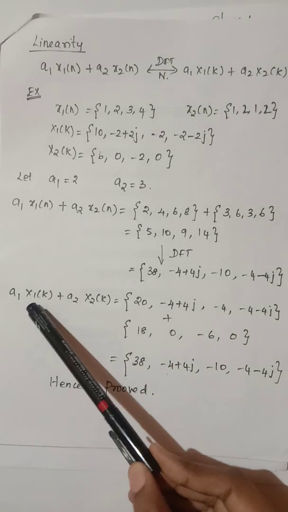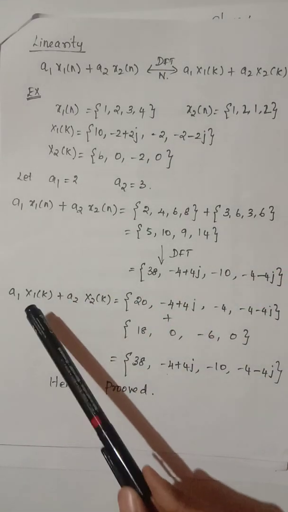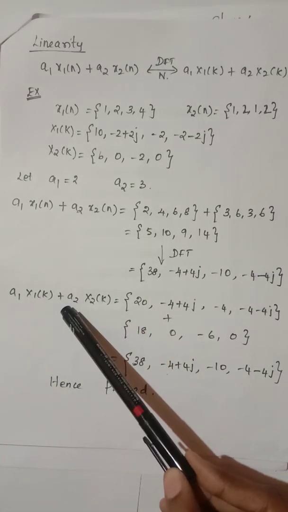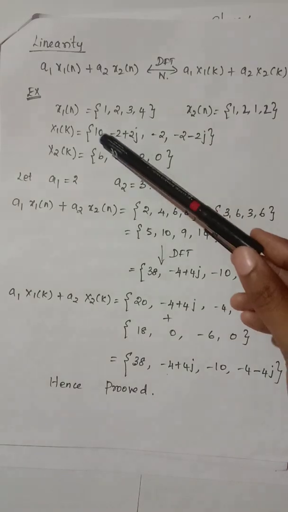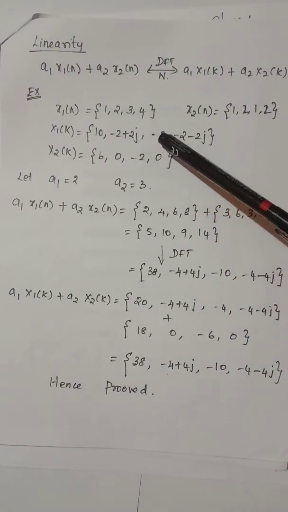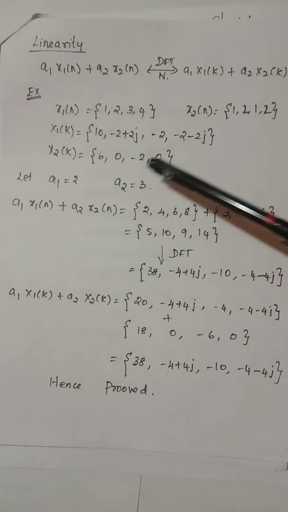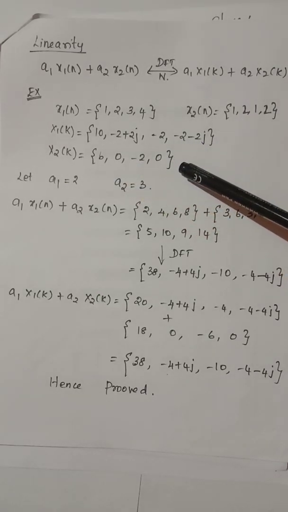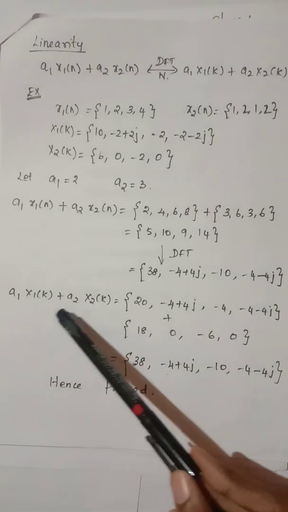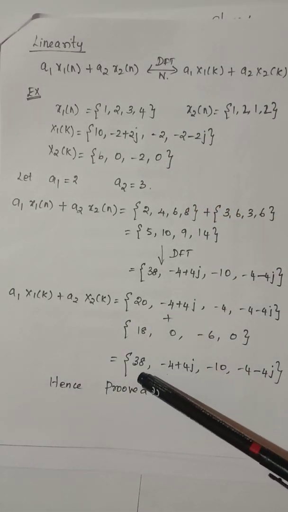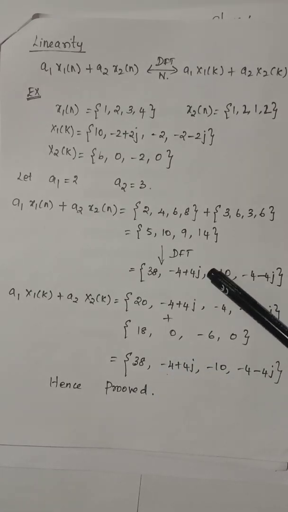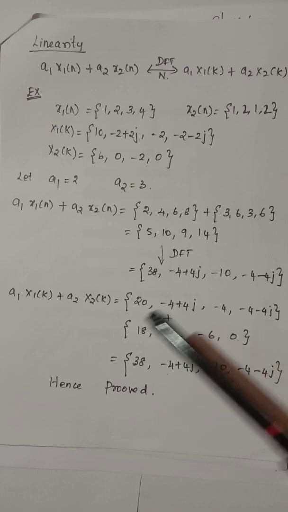So we know x1 of k and x2 of k. Now perform multiplication with a1 and with a2. When I multiply with 2, you will get 20, minus 4 plus 4j, minus 4, minus 4 minus 4j. When I multiply with 3, what will I get? 18, 0, minus 6 and 0. So now I need to add them. I am getting 38, minus 4 plus 4j, minus 10, minus 4 minus 4j. Hence it is proved, that is, both are equal.